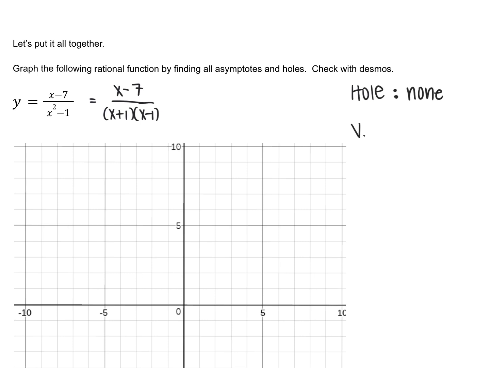So now I'm going to find my vertical asymptotes. So there are two things in my denominator for my vertical asymptotes. x plus 1 equals 0, where I'm going to subtract 1, and I get x equals negative 1. And x minus 1 equals 0, where I'm going to add 1, and we get x equals 1. Sorry, the first one should be negative 1.